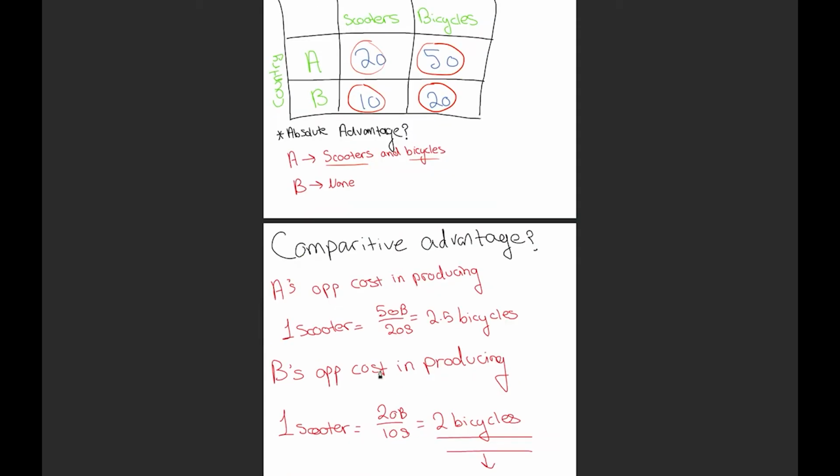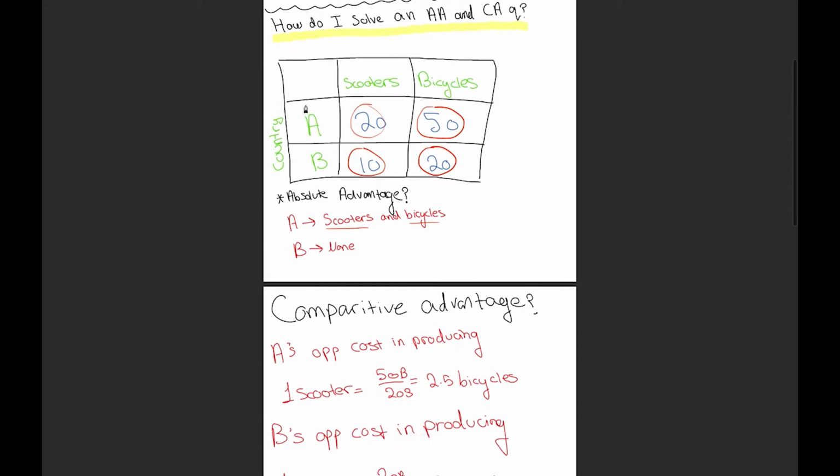Now let's keep scooters as our base. What's A's opportunity cost in producing one scooter? How do I solve this? I keep in mind that I'm looking at A, and that I have scooter as my base. So let's go back to the table. I'm looking at country A. I go to scooter and I go to bicycle. When I'm putting one scooter, you always have to put bicycle over scooter. However, if I was putting one bicycle, I have to put scooter over bicycle.